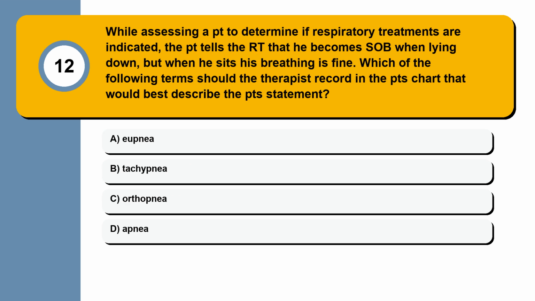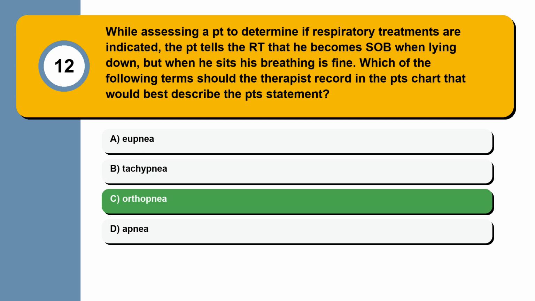Question 12. While assessing a patient to determine if respiratory treatments are indicated, the patient tells the RT that he becomes SOB when lying down, but when he sits his breathing is fine. Which of the following terms should the therapist record in the patient's chart that would best describe the patient's statement? Eupnea, tachypnea, orthopnea, apnea. The answer is orthopnea.